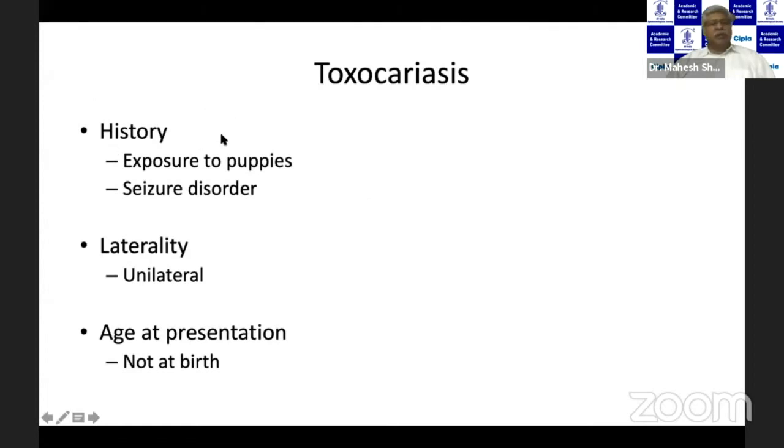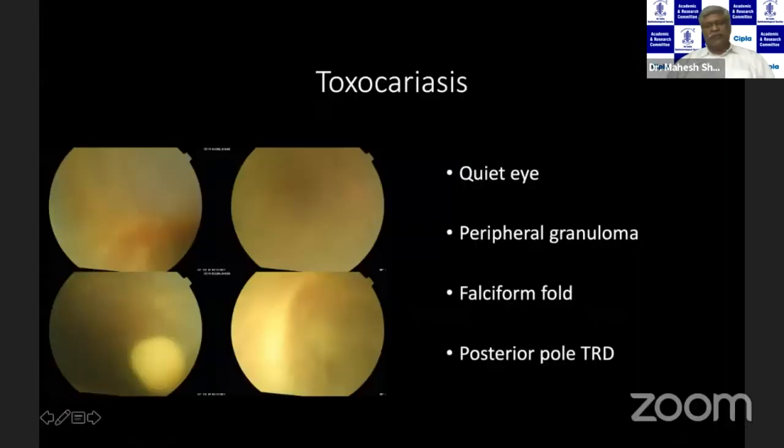And when we look at the history, we should ask for history of exposure to puppies, because this organism is transmitted from them, and they can have a CNS disease which can result in seizure disorder. And usually toxocariasis is unilateral, and it's not present at birth, it presents subsequently. So toxocara eyes are unilateral eyes and quiet eyes. Despite the presence of vitritis, these eyes are quiet, and these children usually do not have symptoms.